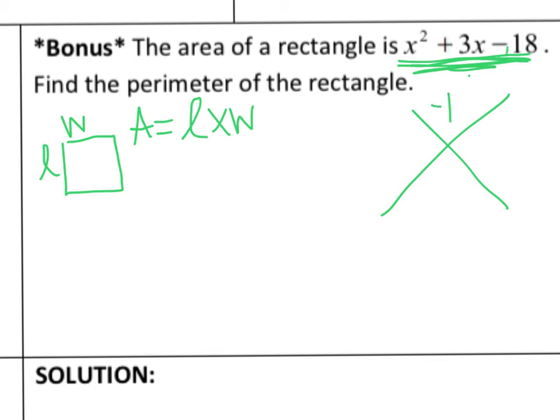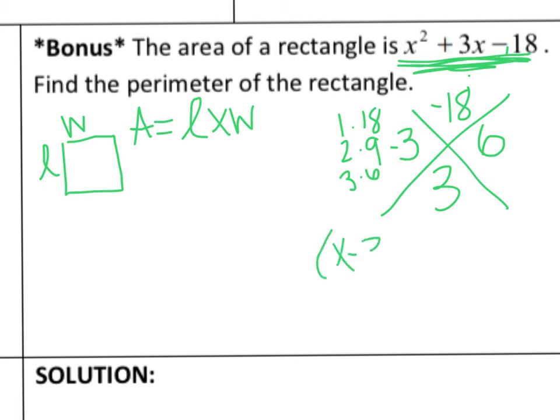So the top part goes up here. The 3 goes on the bottom. 1 times 18, 2 times 9, 3 times 6, probably going to be those two. And 6 minus 3 is going to give me a positive 3. So I'm going to take that out as x minus 3 and x plus 6. And what does that mean?